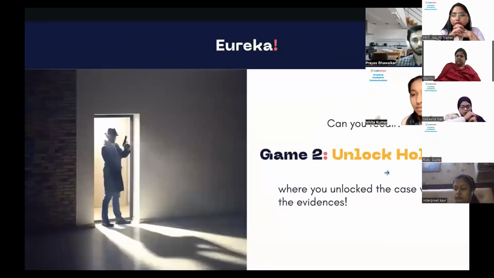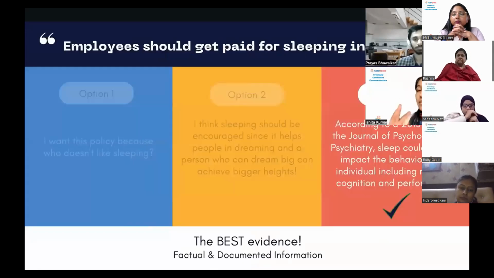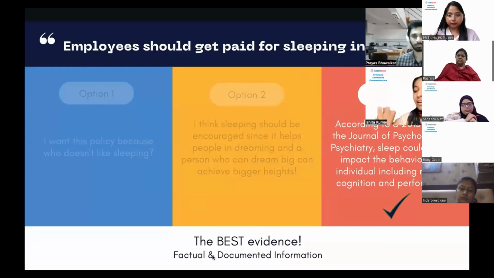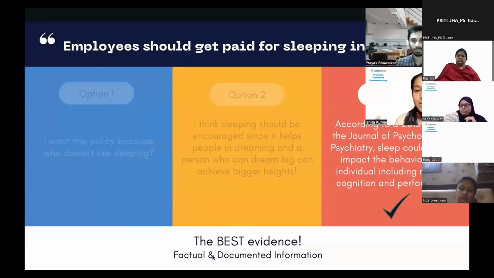So yes, we have already solved 2 cases. Let's look once again at one of these. Remember this line, the argument that we had read: employees should get paid for sleeping. And for that, we had chosen the third evidence, yeah? I know you already know this, but just to revise, why did we choose the third one as the evidence? Seemed like researched and had some factual information involved. Absolutely. Evidence has to be something that is researched, a factual data, documented information. Then only we will be able to support our argument, right?